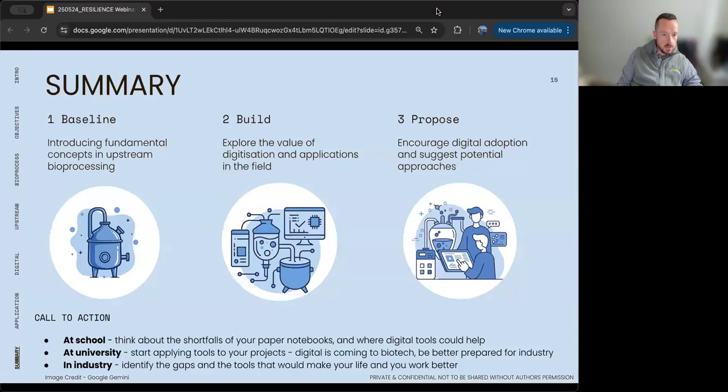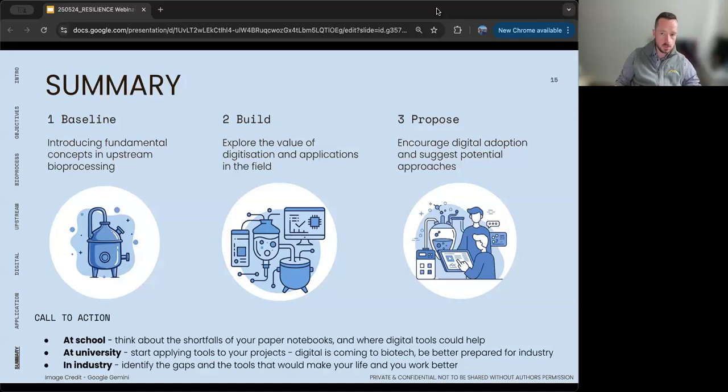So just to round up, really, we've taken you on a very brief journey of upstream bioprocessing and the fundamental concepts, some of the places where you can apply digitization and hopefully help relate that to some more understandable things. And what remains really is for me to try and encourage you, at whatever stage or situation you're at, to start thinking about and employing digitization in your own work. It is incredibly powerful, incredibly valuable, and can only really help improve the experiments and processes that you're running at whatever stage you're at.